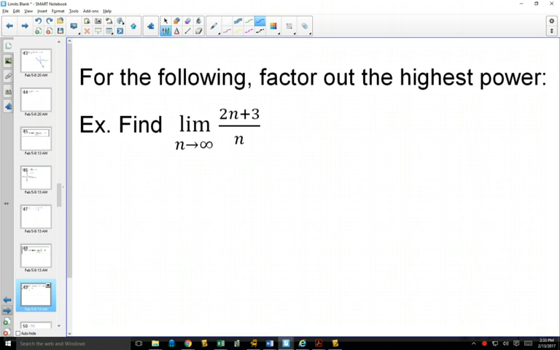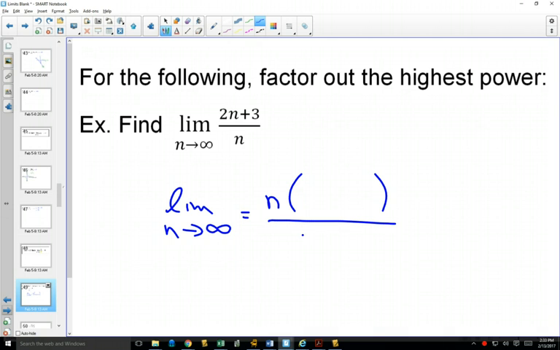So now when we have an equation with variables in the top and the bottom, what we can do as a strategy is we can factor out the highest power in the whole thing out of the top and the highest power out of the bottom. So in this one, can you see that the highest power that we have is an n? So we could rewrite this, factor out an n out of the top, and factor out an n out of the bottom. Well, the bottom is just an n.